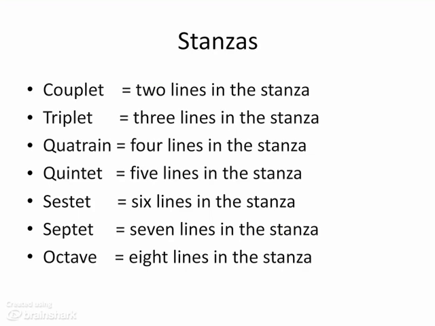The lines of poems are grouped together in stanzas. If a stanza has 2 lines, it's called a couplet. If it has 3 lines, it's called a triplet. 4 lines is called a quatrain. 5 lines is a quintet. 6 lines is a sestet. 7 lines is a septet. And 8 lines is an octave. There are longer stanzas, but these are the most common.